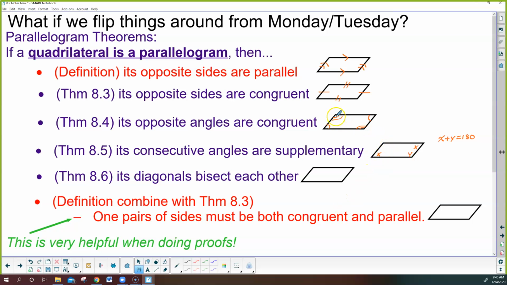And then same justification, opposite angles are congruent here. So this has to be Y. And that means X plus Y here also have to equal 180, and this X plus Y has to equal 180. So all consecutive angle pairs will always equal 180 in a parallelogram. I think I'm going to make this parallelogram a little bigger.